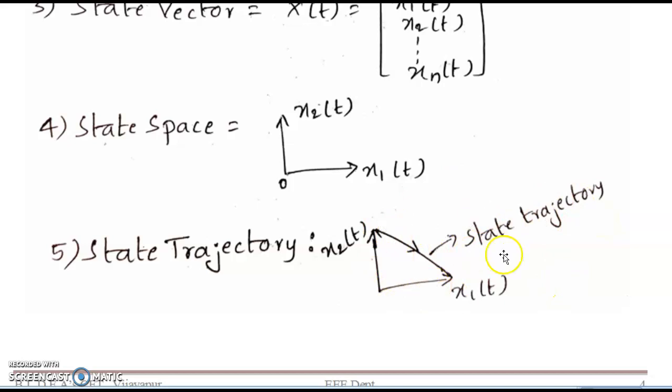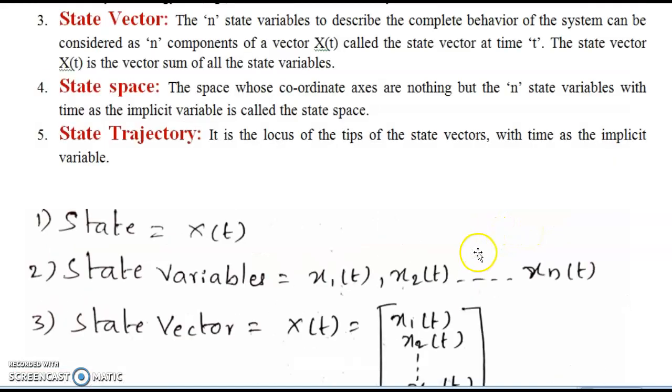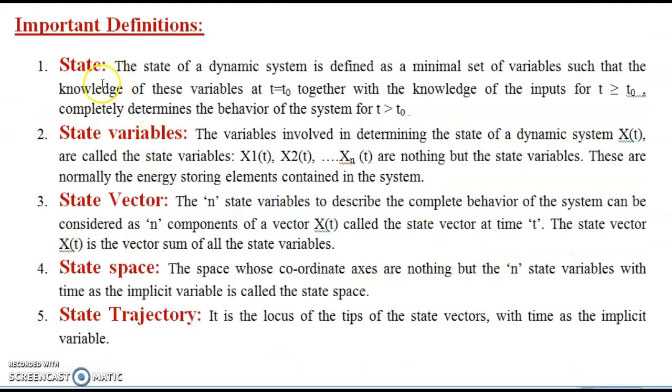We are not using state trajectory much in this subject. But in the definitions, they may ask what is state variable, state vector, state space, and trajectory. The trajectory definition is the locus of the tips of the axes. The first axis tip is here, the second axis tip is here, and the locus of these two gives the state trajectory. This is our state trajectory definition. Very important definition.